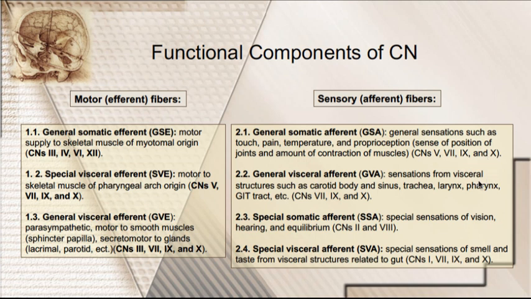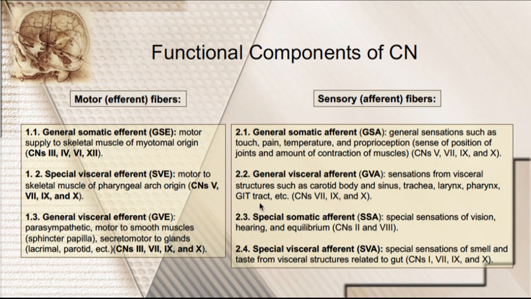Fibers conveying general sensation from the viscera include visceral sensory or general visceral afferent fibers, conveying information from the carotid body and sinus, pharynx, larynx, trachea, bronchi, lungs, heart, and gastrointestinal tract.